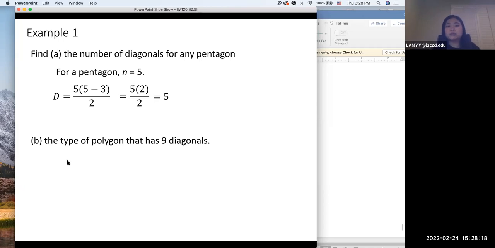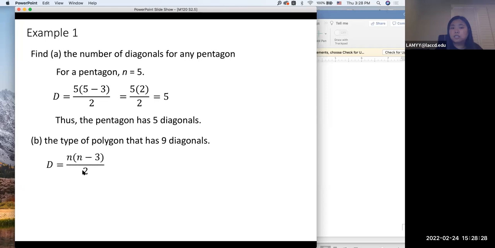Okay, how about this one? The polygon has 9 diagonals. So you're going to plug in D equal to 9. Okay, D equal to 9, right? Do you guys get this? And then multiply by 2 for both sides. So you're going to get 18. And then distribute the n one by one. So you should have n squared minus 3n.